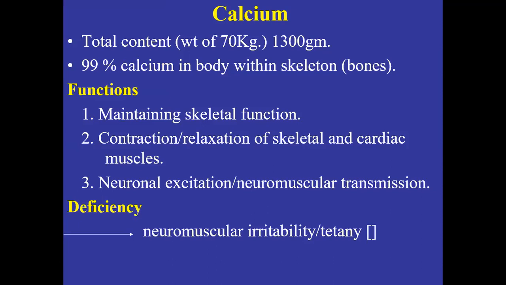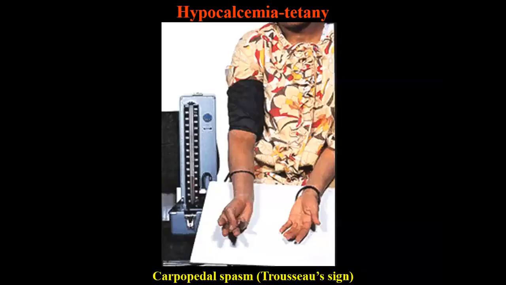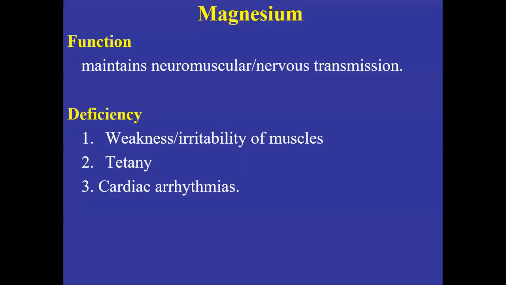كالسيوم total content بال 70 kilogram weight of the body, about 1030 gram. 99% of calcium in the body within the skeleton, in the bone. The function is maintaining the skeleton function, contraction, relaxation of skeletal and cardiac muscle, neuronal excitation, neuromuscular transmission. Deficiency leads to neuromuscular irritability and tetany. This is the hypocalcemia or tetany. This is the carpopedal spasm or the Trousseau sign, which occurs in case of hypocalcemia.